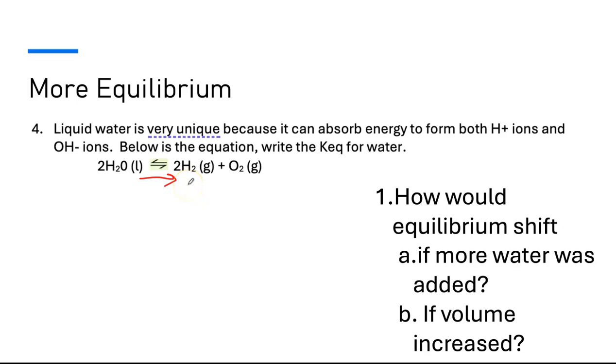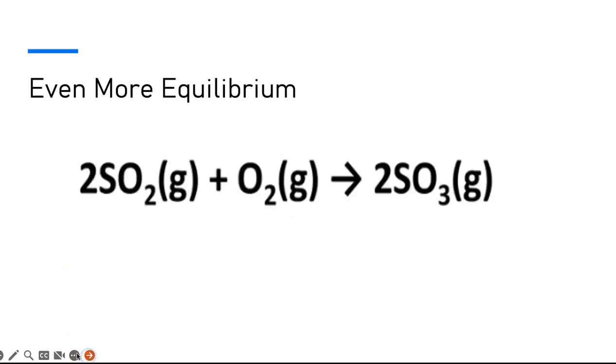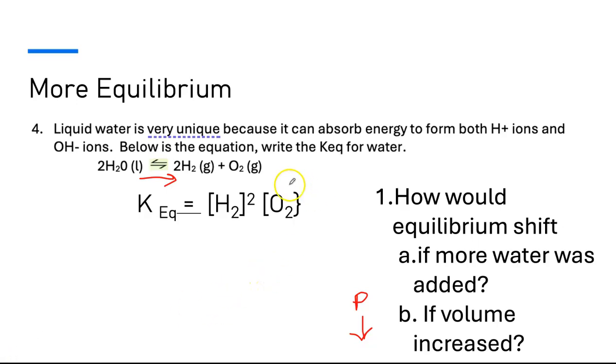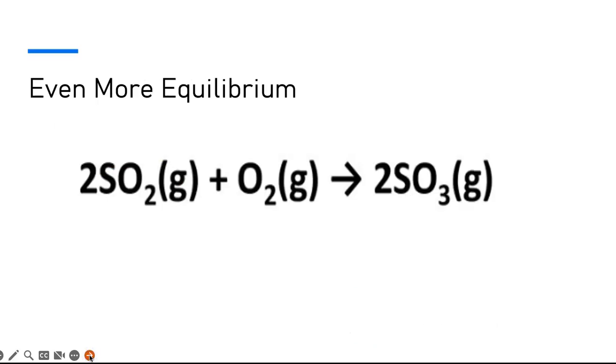If the volume was increased, now I'm thinking about Boyle's law, I know that that means the pressure is going to decrease, and so it's going to go towards more moles of gas. Well, there's no moles of gas on my left side, so it would shift towards that right side. All right. Oh, and then I did ask you to write that equilibrium expression there. So that way you've got that. Products divided by reactants. Of course, we're not including water in that because it is not a gas in this equation.